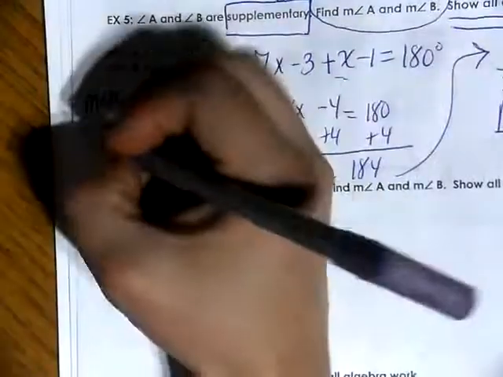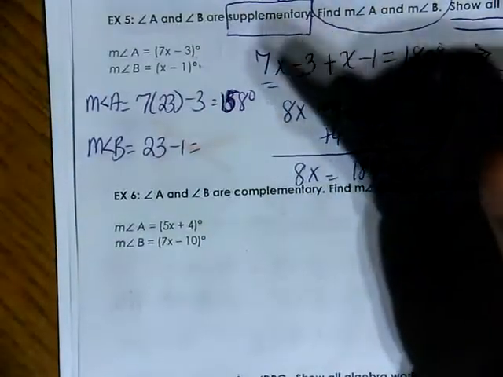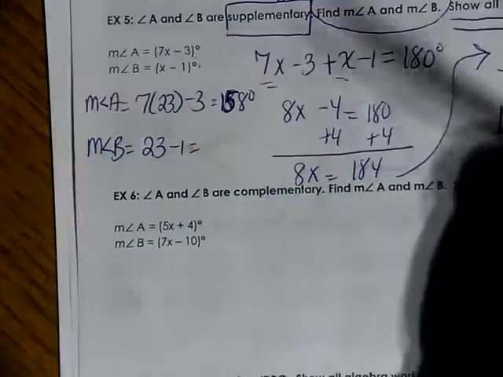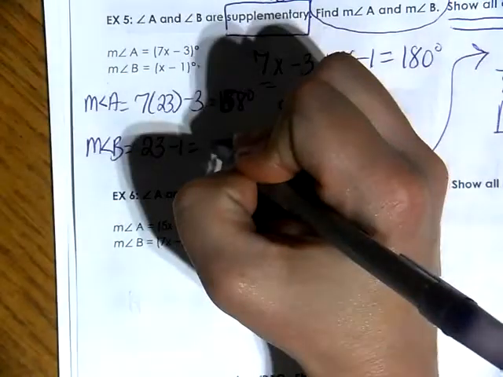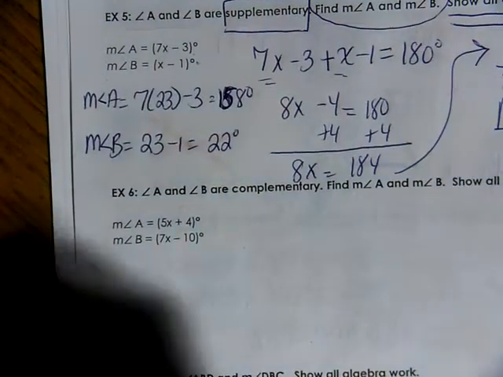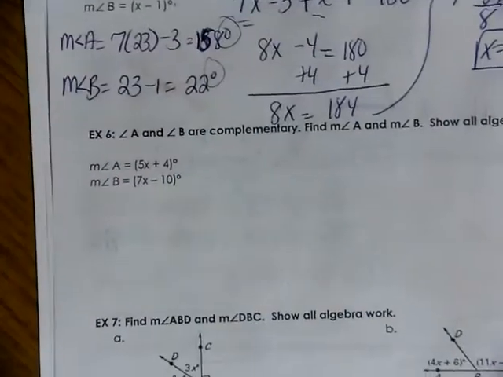Next, what you can do to find the measure of angle B is you can go 23 minus 1, plugging it directly into our expression for the measure of angle B. Or what you can do is go 180 minus 158, but whichever way you go about it, you're going to end up with 22 degrees as your answer. Make sure that whenever you're working with angles that you have degrees as a part of your answer.